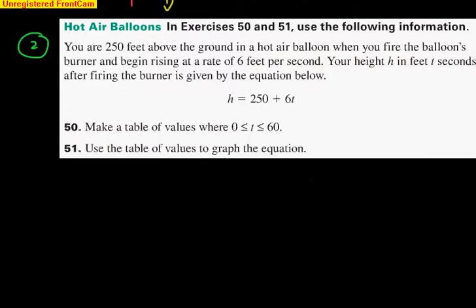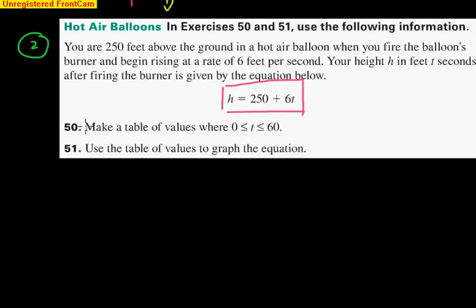Okay, so here's our second question. It talks about hot air balloons. You can read the problem yourself. The important thing is that the height of the hot air balloon is modeled by h equals 250 plus 6t, where t is the time in seconds. Okay, so h is the height in feet, t is the time in seconds.